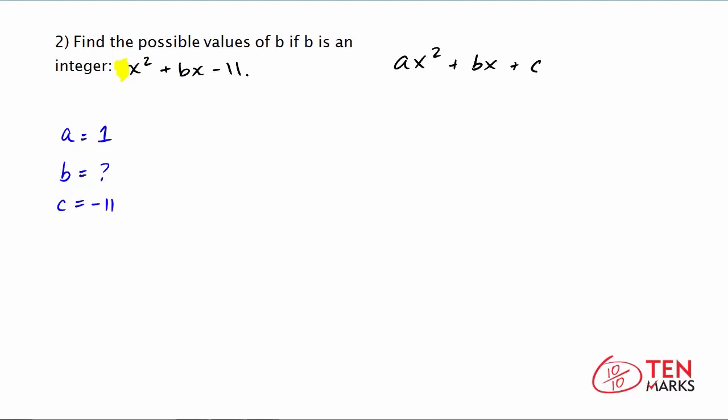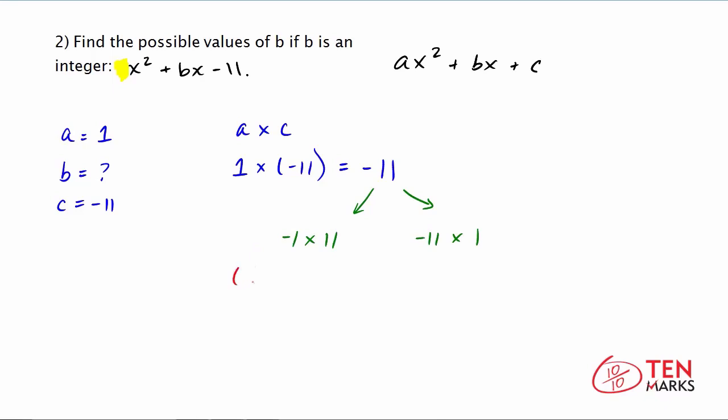So again, you want to begin by thinking about the product of a times c, and you know that the factors that multiply together to give you the product of a and c will add together to give you the value of b. So a times c equals 1 times negative 11. So when you multiply, you get negative 11 as a product. Now we need to think about the different factor pairs of negative 11. So negative 11 is an odd number, which means there are two different ways you can do this multiplication. You can have negative 1 times 11, that's one factor pair, or you could do negative 11 times 1.